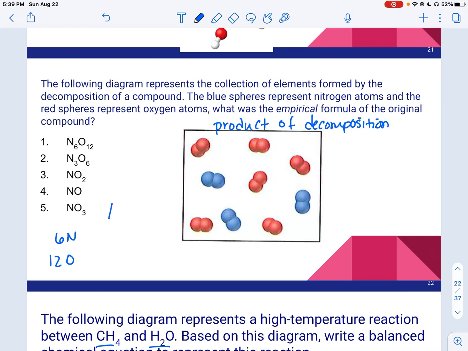So the ratio, and this is not the molecular formula. We can't get that information from this information. So I'm just writing it like that because it's easy for me to see that now the empirical formula I need to simplify: NO2. So that's going to be my correct answer.